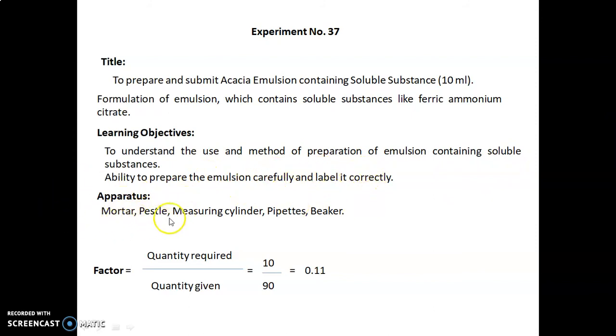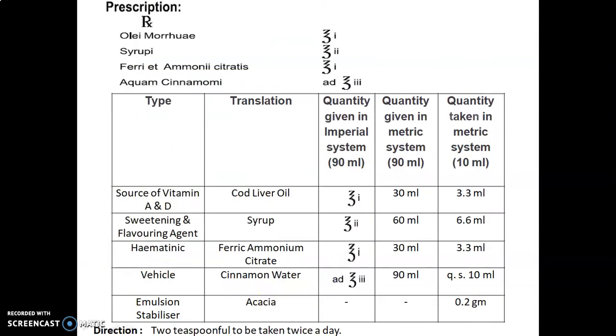Apparatus required are mortar, pestle, measuring cylinder, pipettes, beaker. Factor is calculated as quantity required upon quantity given, that is 10/90, which is equal to 0.11. Prescription is given in Latin, denoted by the symbol Rx.